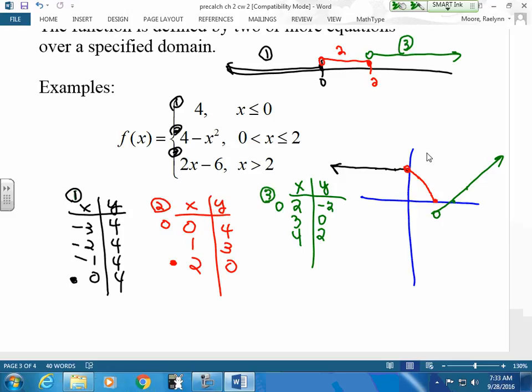It would come this way. It would cross the y-axis at -6. But I don't want any of that part. I want from here on out. It's a function because if I drop a vertical line, it passes my vertical line test. And again, I didn't have to put any tick marks. I just kind of figured out where they were going, and I put them in there.